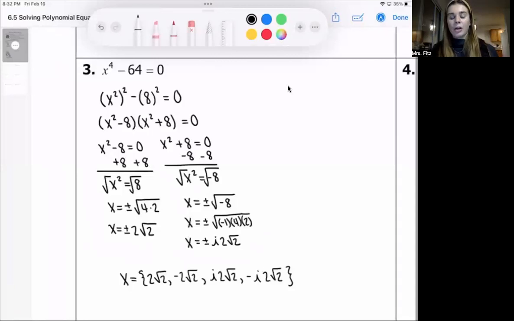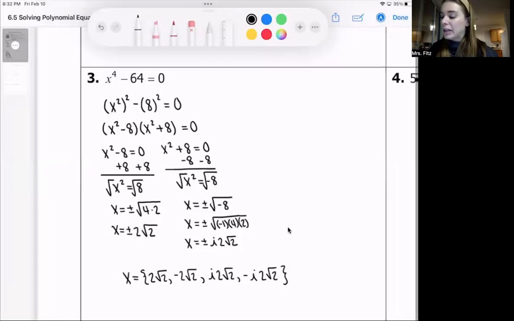Be careful here because on problems like this, a lot of students like to just say, oh, I can add 64 to both sides, then take the fourth root. Well, it turns out that the fourth root of 64 actually has 4 solutions that you won't get if you just solve it in that way. So you have to make sure that you recognize it's a difference of squares and factor it first, and then set your factors equal to 0. Otherwise, you'll miss out on getting those imaginary solutions.